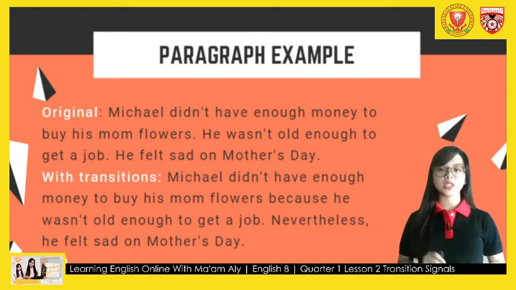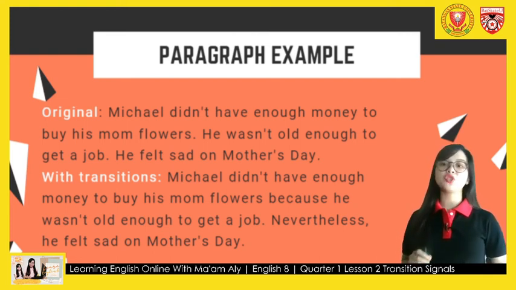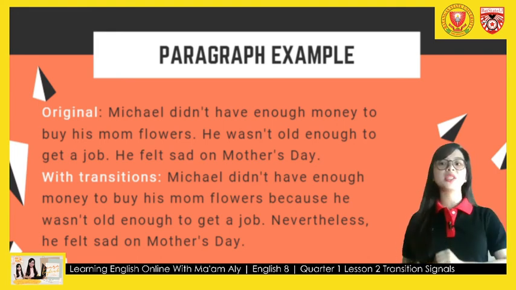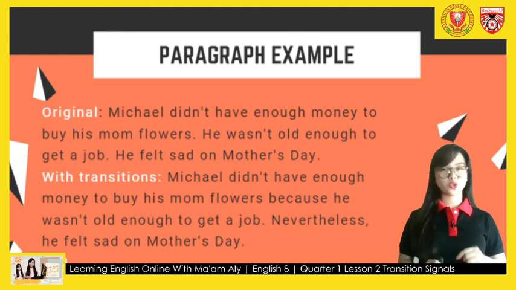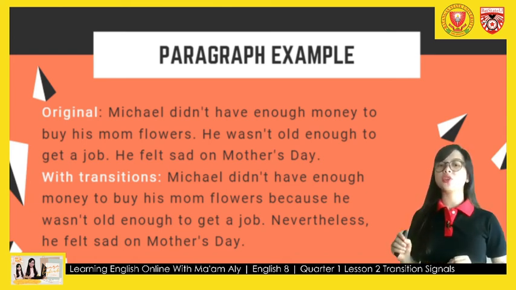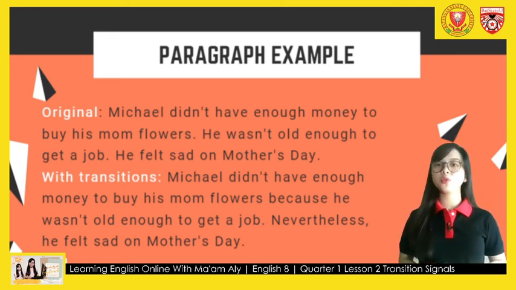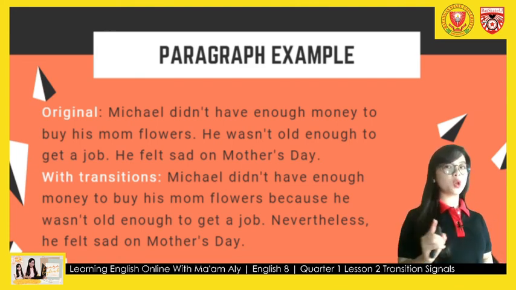With transitions: Michael didn't have enough money to buy his mom flowers because he wasn't old enough to get a job. Nevertheless, he felt sad on Mother's Day. The example given combines two sentences into one and helps a third sentence flow logically from the one before it. Adding these transition words shows that three disjointed sentences are related to each other, which otherwise might not be obvious to the reader. See how transition words can link a paragraph? This makes it flow more smoothly.